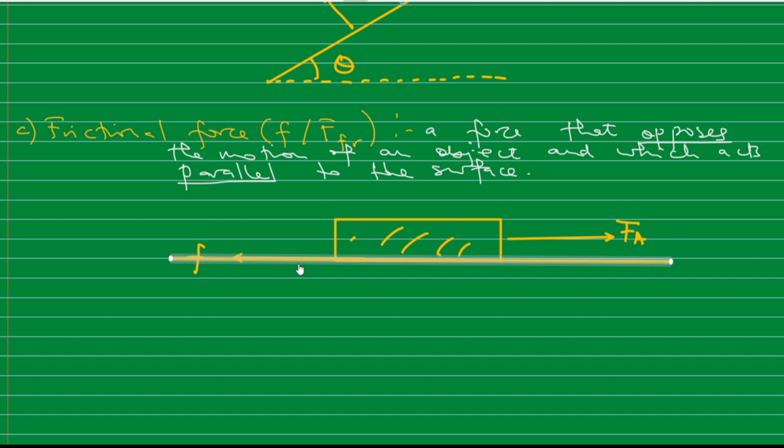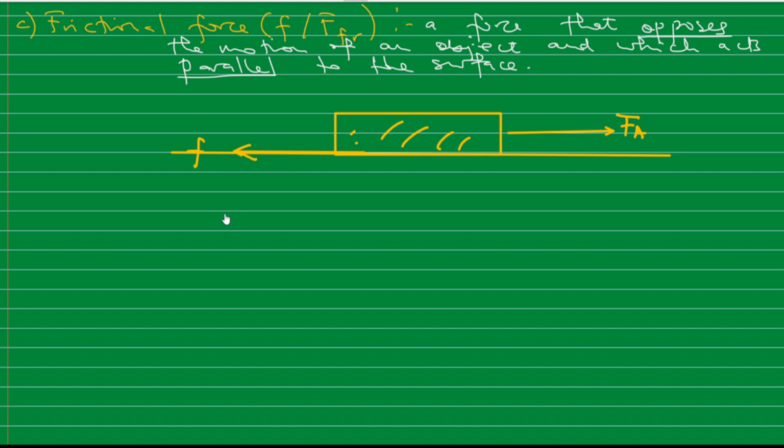Now, the frictional force is always parallel to that. It moves along, so it is always parallel to the surface and always acting opposite the direction of motion of the object. Now, under frictional force, we've got two types of force. One, we have what is called the static frictional force. For the static frictional force, we use the symbol F with the subscript S.